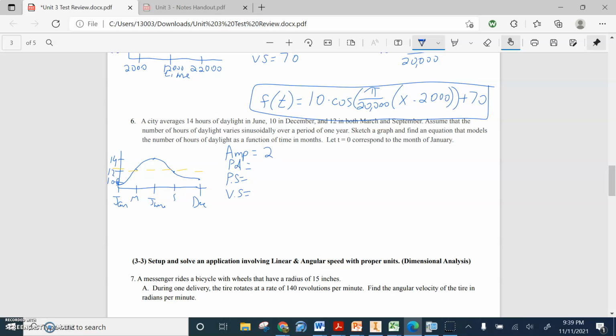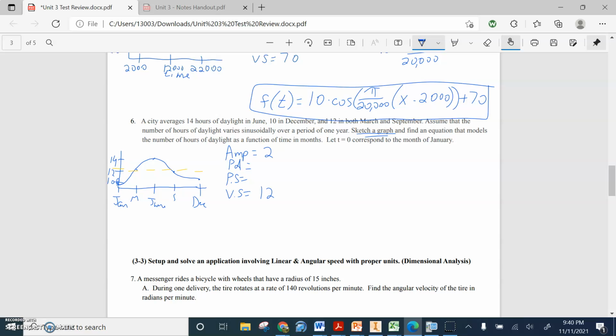Our phase shift and vertical shift, well, the vertical shift is 12. And the reason, again, is your midline is 12 hours. So that's your vertical shift. Honestly, you guys, this one, let's check. It says sketch a graph. Okay, so sketch a graph, we did do that. We got that down. And this says find an equation that models a number. Okay, so again, we are going to note that we don't have to specifically do sine or specifically do cosine.